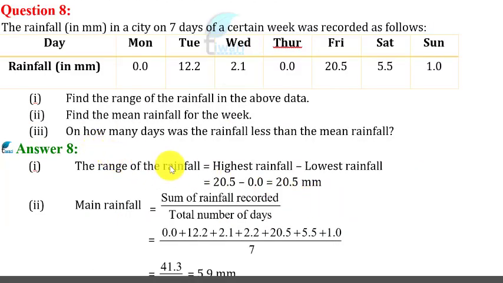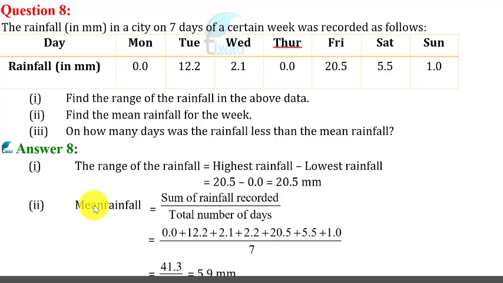So to find the range, we need to find the difference of highest and lowest rainfall. So in the given data, the range of the rainfall is equal to highest rainfall minus lowest rainfall. Highest rainfall is 20.5, which is on Friday, minus 0.0, which is on Monday. So their difference is 20.5 millimeters, which is the range here. And then we have to find the mean.